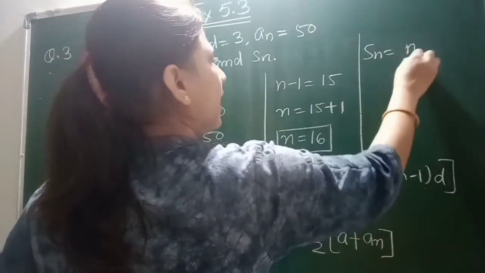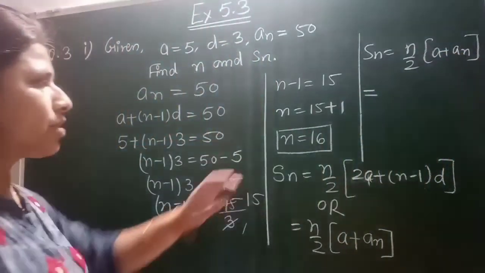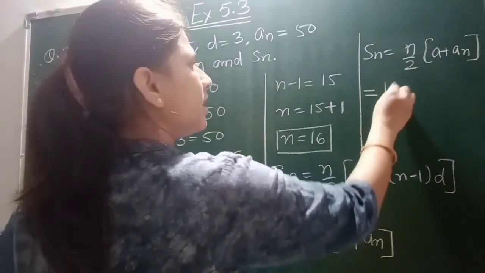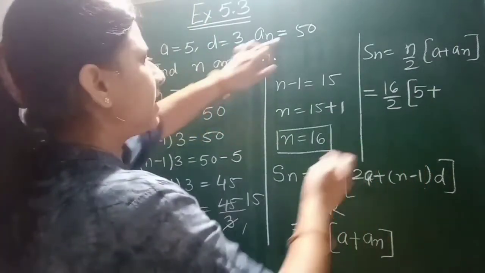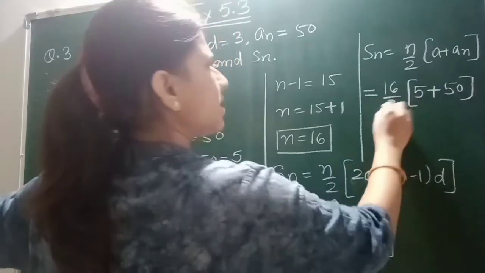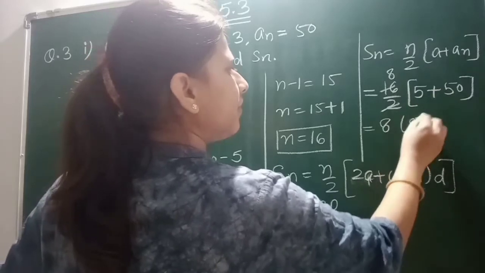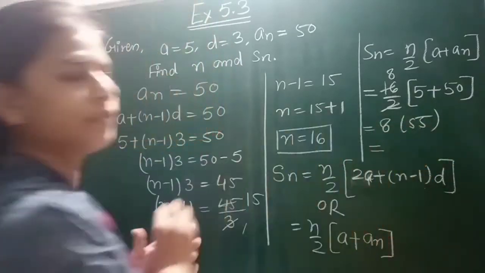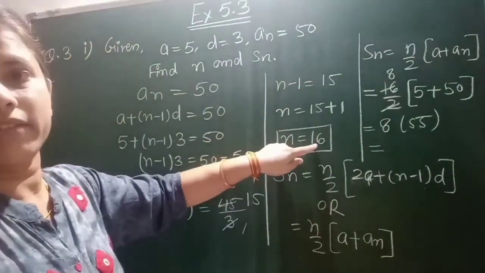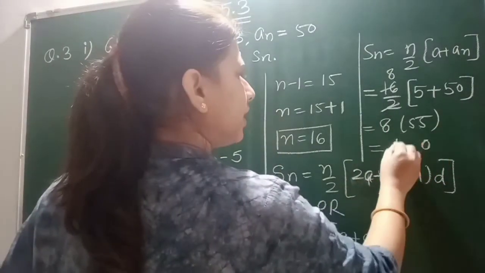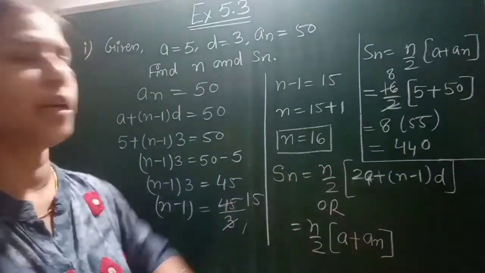Sn equals n upon 2 (a plus an). Then we will substitute the values. The value of n we found is 16, upon 2. The value of a is here 5, and plus an, the value of an is here 50. Just cancel out this, 8, and 50 plus 5 we will get 55. Just multiply this 55 by 8 and you will get the sum of 16 terms, because here the value of n is 16. 8 fives are 40, 44. So the sum of these 16 terms will be 440.